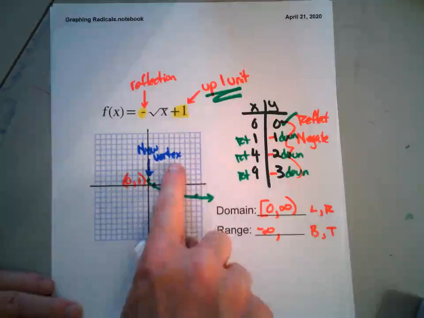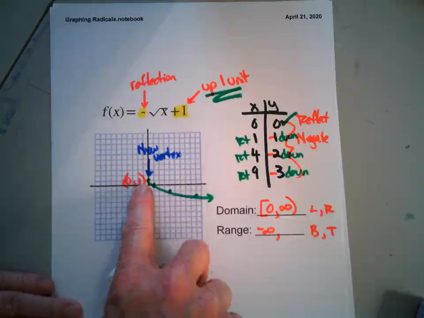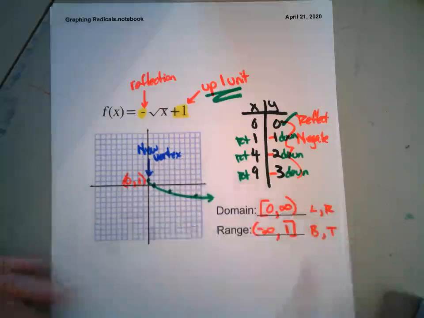And how far up does the graph go? Well, the highest point of this graph is right here, and that would be 1. So the number gets a bracket, and the infinity gets the parentheses. So that's the second problem that we've done.